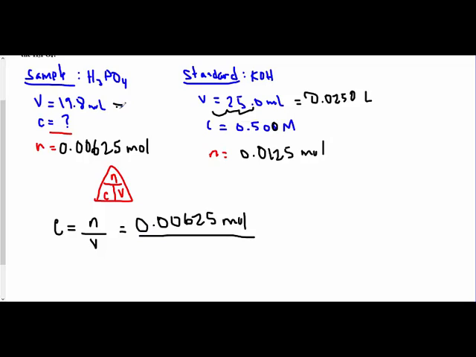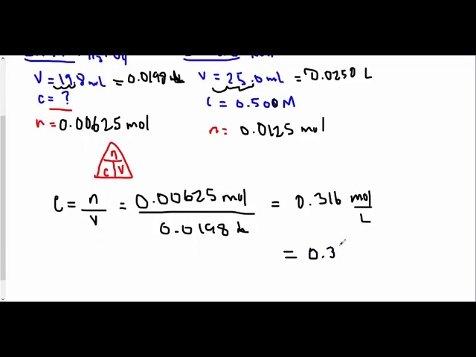If I move the decimal place over 1, 2, 3 spaces to the left, I have 0.0198 liters, not milliliters. Okay, and my last step now is to go ahead and make that calculation, to divide the numerator by the denominator, and it comes out to be equal to 0.316 moles per liter, which can of course also be written as 0.316 molar, or capital M, moles per liter. Okay, and that is our concentration, which is the concentration of our sample, H3PO4, the phosphoric acid.